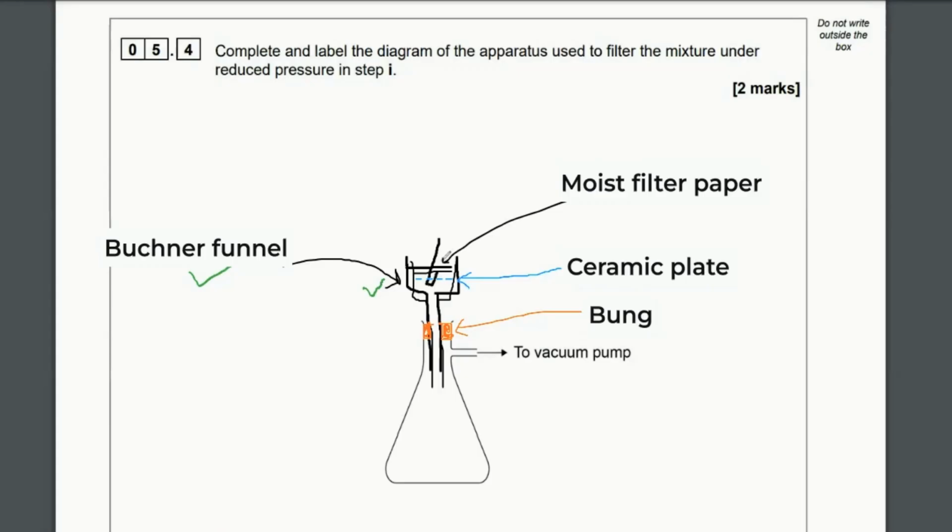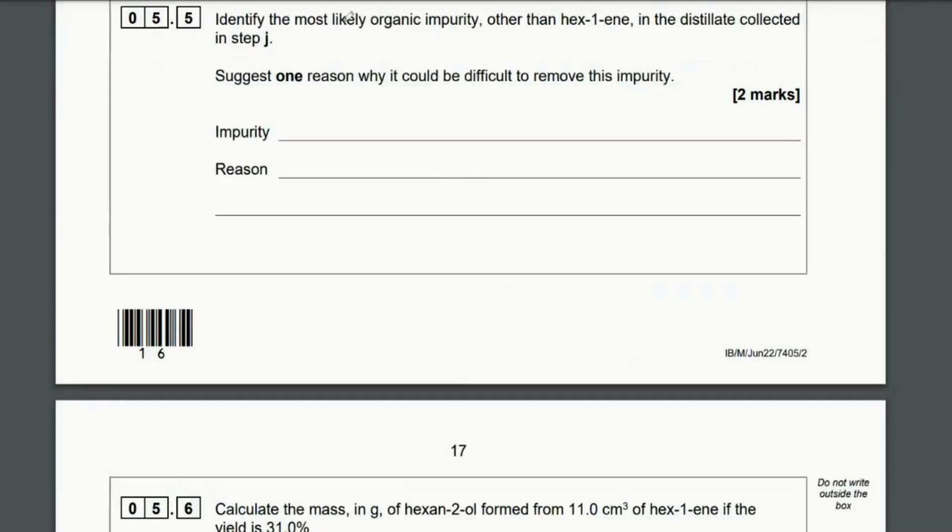And the solid just goes in above the filter paper. Don't draw my solid like I've done here. I've messed it up. It shouldn't be poking through the filter paper. So that's a bit of an error there, so don't worry about that. But what do you need for the marks? You need the Buchner funnel, some filter paper, and the bung, and all of them labeled.